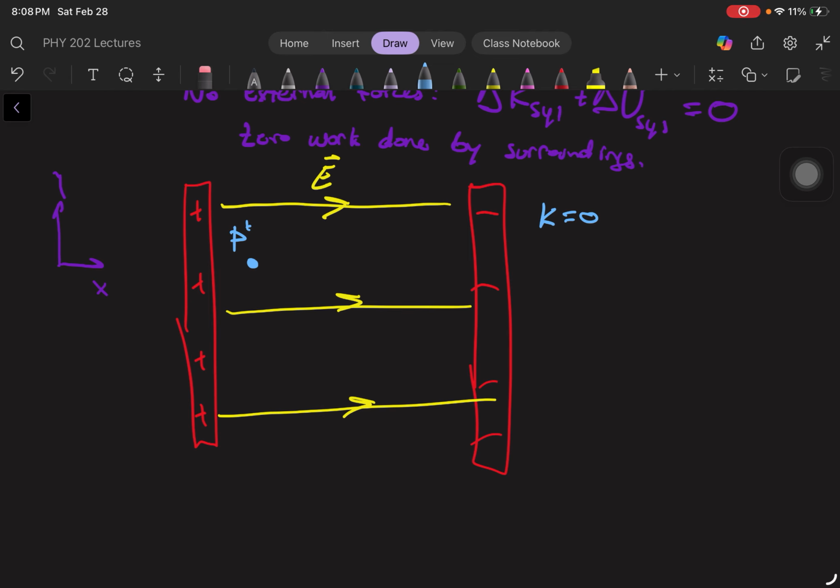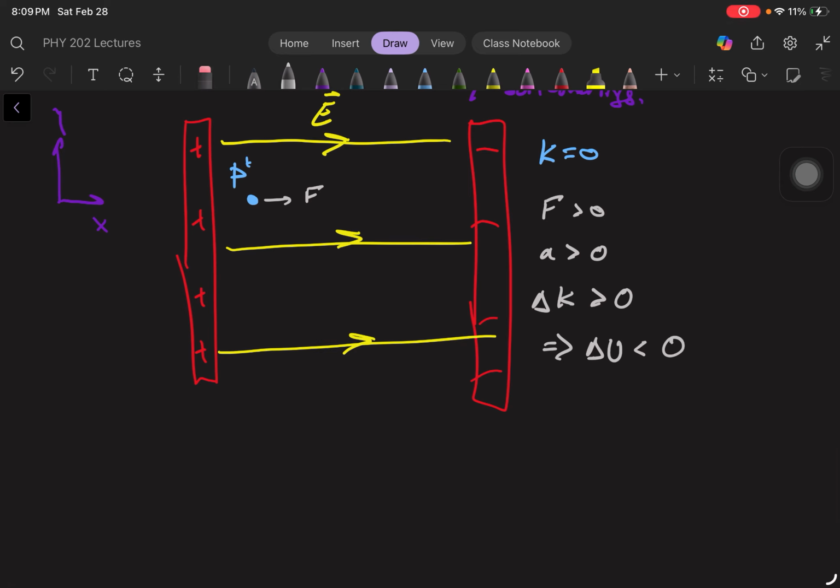Let's see. So it's going to have a force pulling it this way, right? It's going to get pulled towards the negative plate. And so if it has some force greater than 0, there's an acceleration that's greater than 0, and then delta K is greater than 0. Right? If we're speeding up, we're increasing in kinetic energy, and so we would have a kinetic energy greater than 0, which would imply a change in potential energy is less than 0.